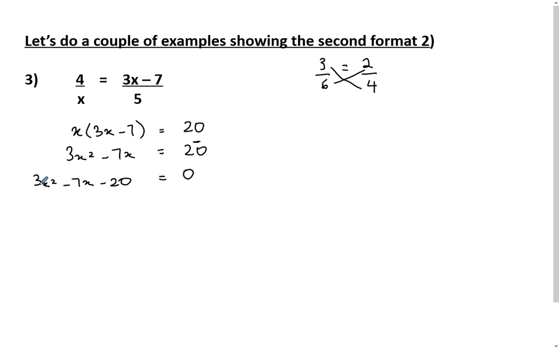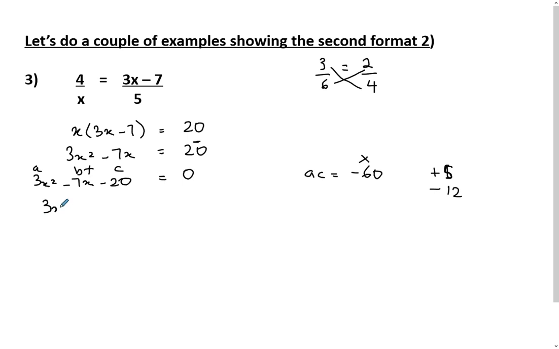And again, because it's more than one x, I'm going to do the AC, so A, B, C. 3 times minus 20 is minus 60. Two numbers that add to give minus 7, multiply to give minus 60, positive and negative. Factors of 60 that have a difference of 7. So I've got minus 12 and 5. The sign of the bigger number rules. So again, we're going to rewrite, split, and factorize.